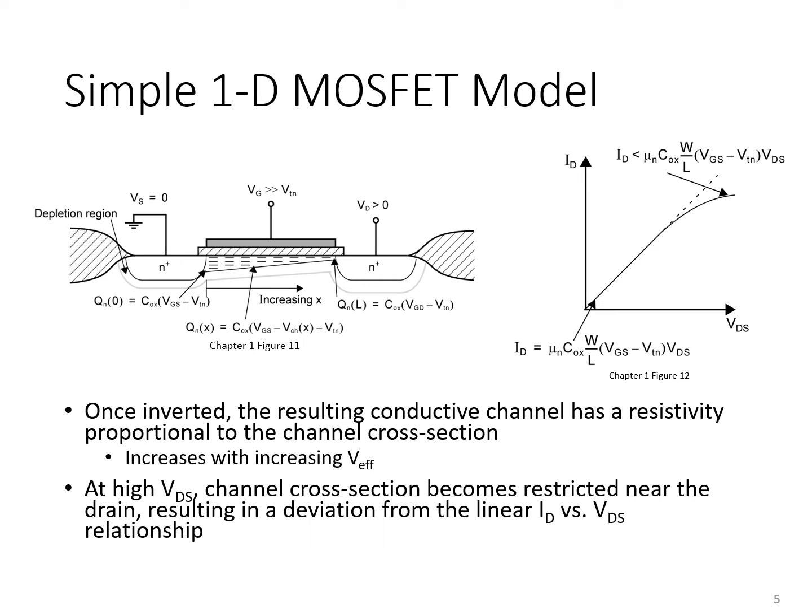At high voltages between drain and source, the channel cross-section becomes restricted near the drain end. As it starts to become constricted in that way, it no longer has a uniform cross-section all along its length, and therefore it deviates from a linear voltage-current relationship and starts to flatten.